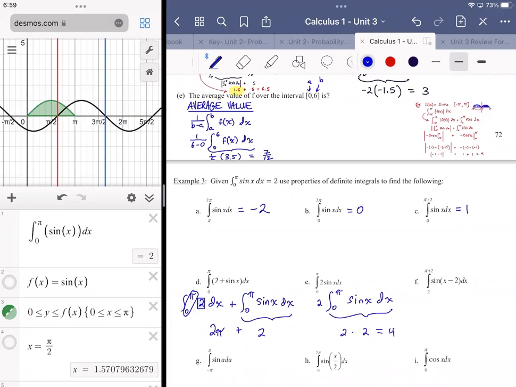That green region just got shifted over along with the graph. So this is actually the same as the integral over the interval of 0 to pi of sine x dx, because this is a translation to the right 2 units. All right, and that happened here and here also. So this is going to give us a result of just a 2.